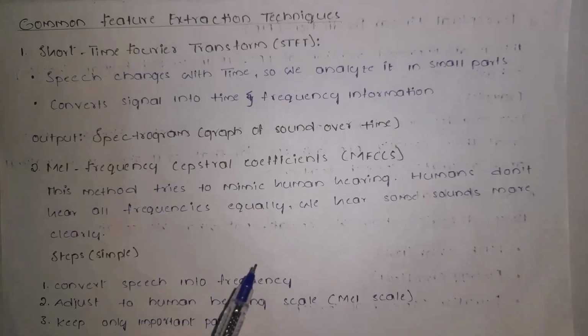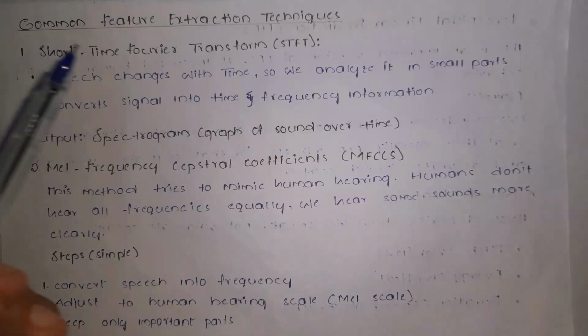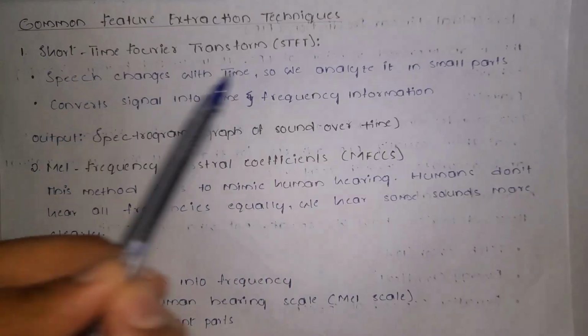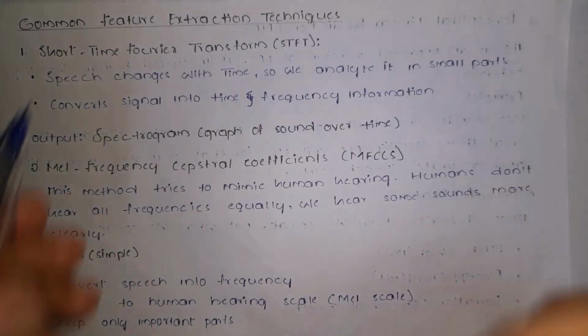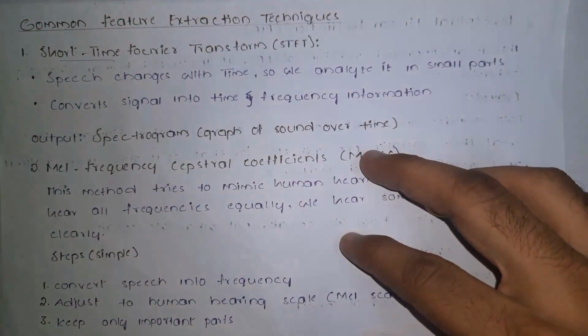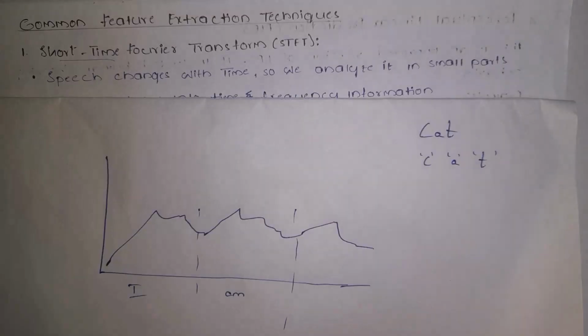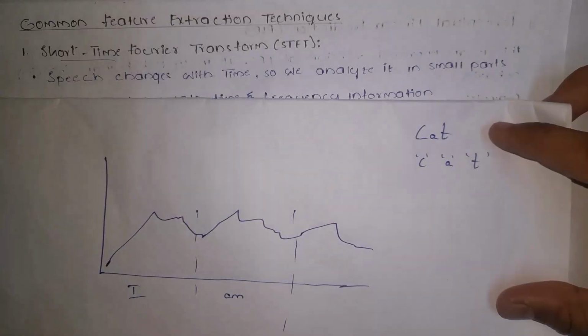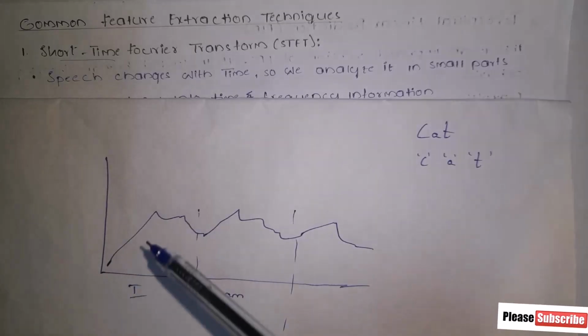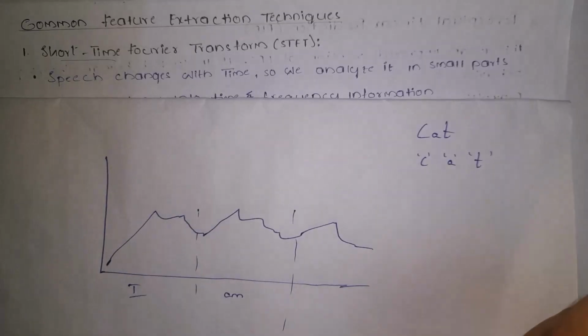Next, I will explain some common techniques used for feature extraction. The first one is short-time Fourier transform, shortly called STFT. The name itself says short-time Fourier transform. Whenever we speak, our speech changes based on time. Whenever I speak, our speech is converted into frequency based on time, and based on frequency and time, the system will understand our voice.